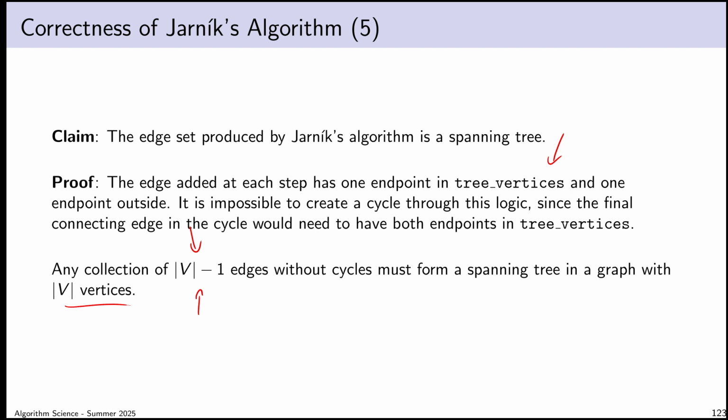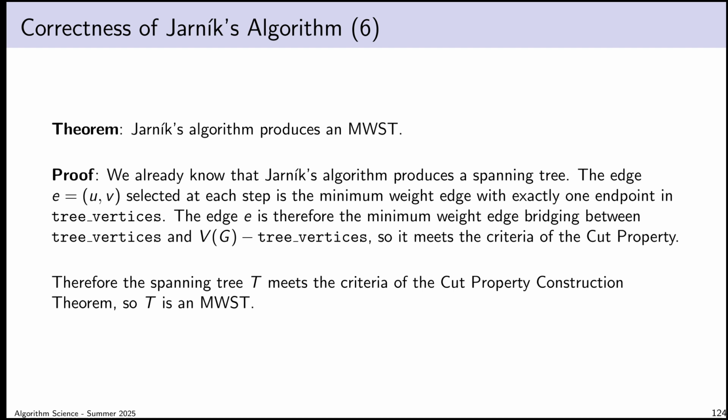Okay, that's one claim along the way to our proof of correctness, and then the proof itself is just this. So the theorem is that Jarník's algorithm does produce a minimum weight spanning tree when you start it on a connected graph. So we know it produces a spanning tree. All we have to show is that the spanning tree it produces is a minimum weight spanning tree. And to do this, I'm going to use the construction theorem, the cut property construction theorem. So the edge that I select at each step is the minimum weight edge with exactly one endpoint in the tree and one endpoint out of the tree.